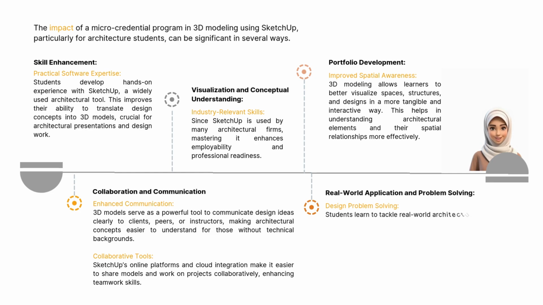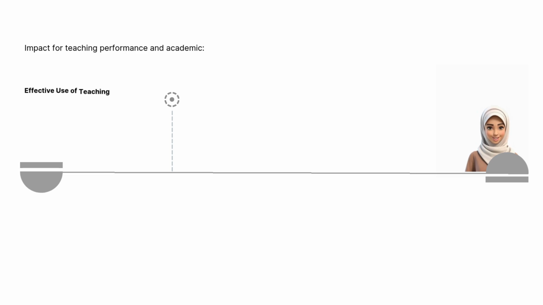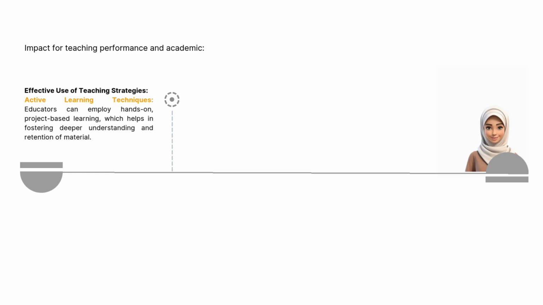Real-world application and problem-solving. Design problem-solving. Students learn to tackle real-world architectural problems by creating detailed models, allowing them to foresee design challenges before construction. Impact for teaching performance and academic. Effective use of teaching strategies.